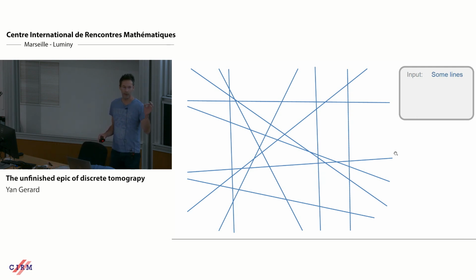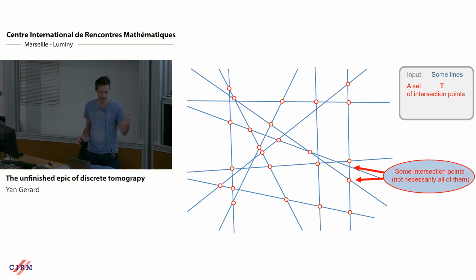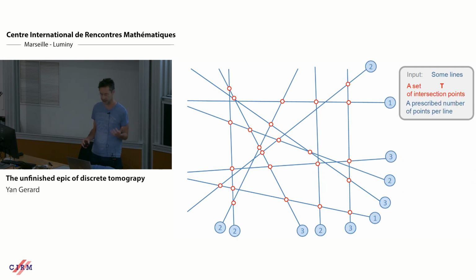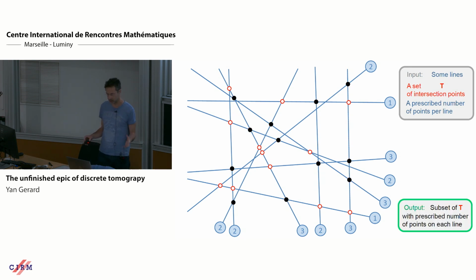Then what's the problem? We have some lines in the plane, and we have a subset of the intersection points. Not all of them, but some of the intersection points. And for each line, we have a prescribed number of points, which could be a 2, a 3. It's a positive integer. And then what I want to find is a subset of T with the prescribed number of points on each line. If you look at, for instance, this line, the request is to have three points on it, and we have selected 3 black points on this set. That's the general problem that we have.